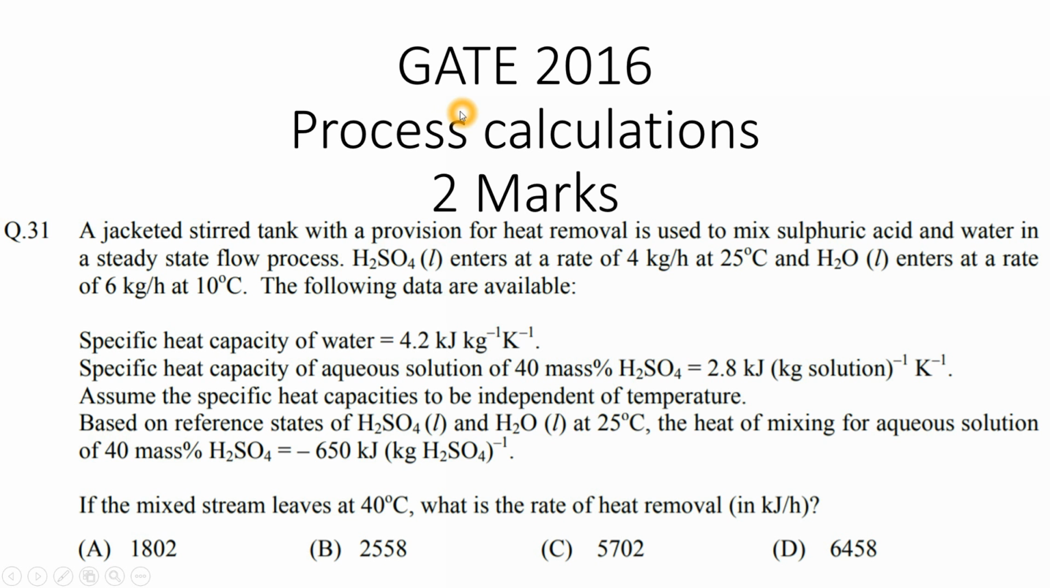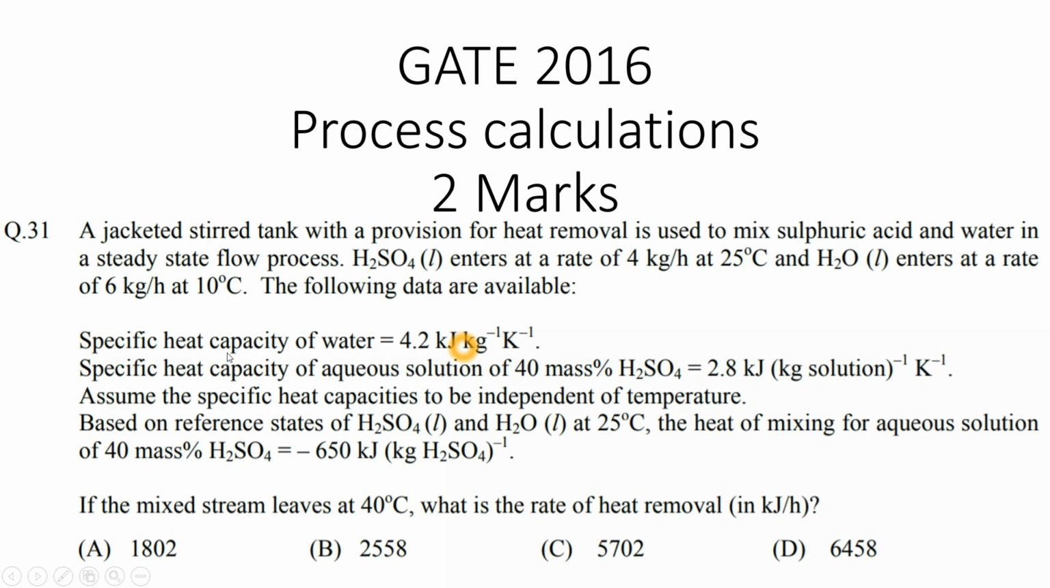Our next question is from GATE 2016 process calculations for 2 marks. A jacketed stir tank with a provision for heat removal is used to mix sulfuric acid and water in a steady state flow process. H2SO4 enters at a rate of 4 kg per hour at 25 degrees centigrade and H2O enters at a rate of 6 kg per hour at 10 degrees centigrade. The following data are available.